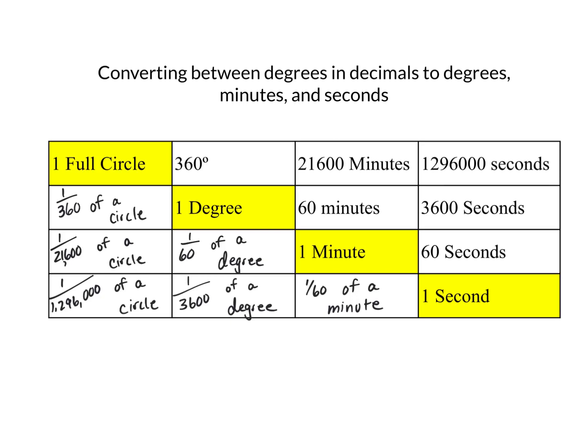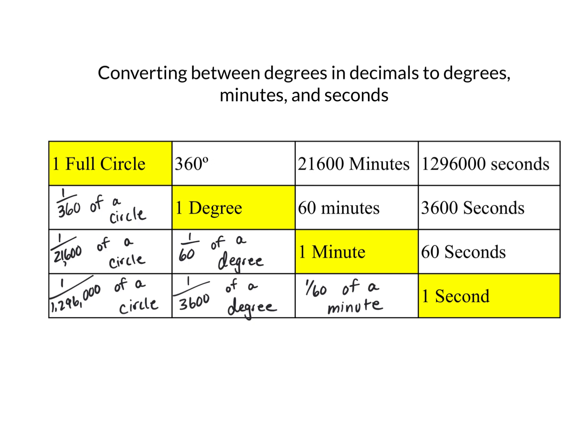Hello again, everyone. In our last video, we talked about what a degree is and how we can break it into smaller components. 1/60th of a degree is a minute, and 1/60th of a minute is a second. I made this chart just to give you some context. A full circle we know is 360 degrees, and you can see each of those degrees has 60 minutes, so we have quite a few minutes in a full circle and over 1 million seconds in that full circle.